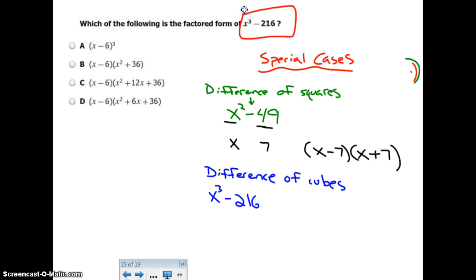We need to get an a and a b, so you take the cube root of x cubed, and you get x, and you take the cube root of 216, and you get 6, okay? And then difference of cubes is going to be a binomial times a trinomial, so the second set of parentheses should be a little bigger. Okay, the x and the 6 is going to go right here.